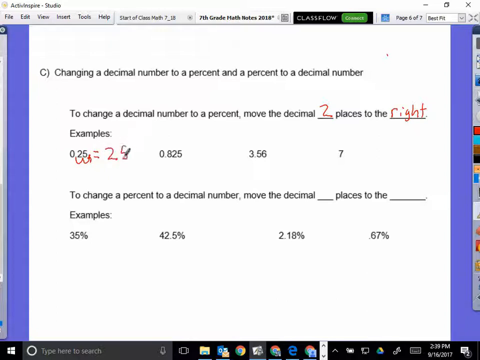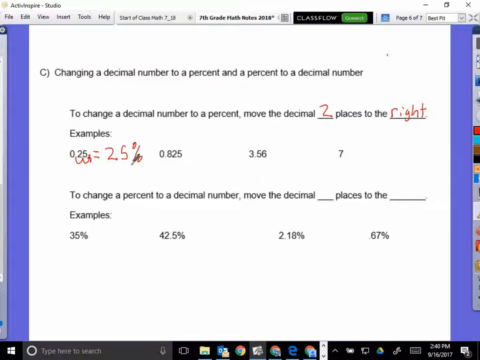So now we have 25. And remember, if a decimal is at the end of the number and there's nothing else there, we don't need it. So then we just add our percentage sign after that. We move the decimal 2 places, add your percentage sign. 0.25 is the same as 25%.